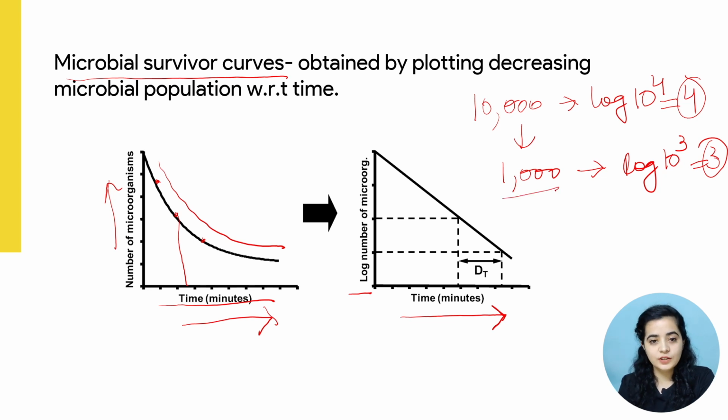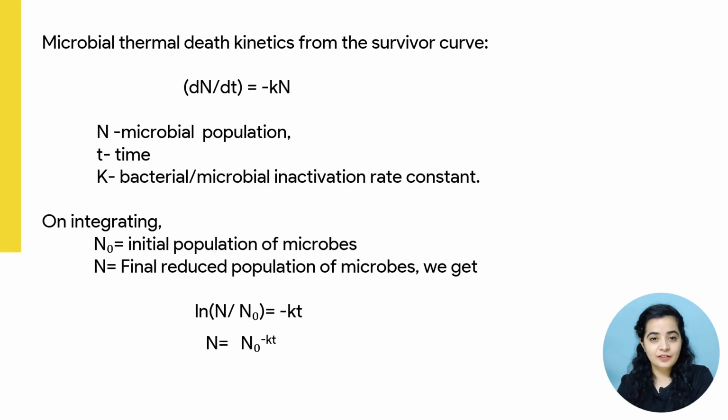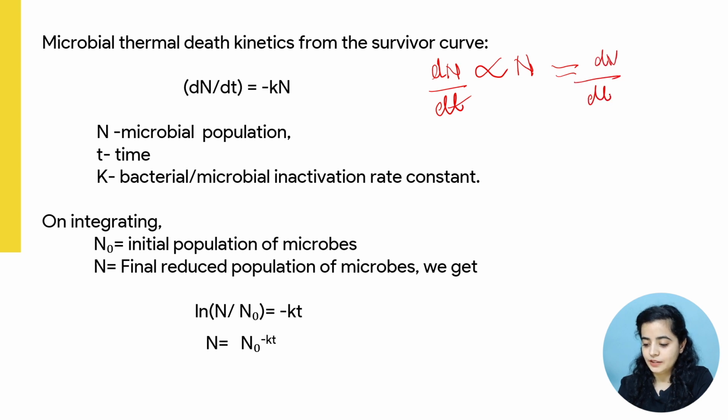So we convert the normal microbial survival curve into semi-log coordinates, and when we do that, we get a straight line, and from this we can calculate the D value, which we'll be discussing shortly. Now that we have studied the declination pattern of the microbial population, we can write that dN by dt is directly proportional to N, where N is your population concentration at that particular time. So this can be written as dN by dt equals minus kN.